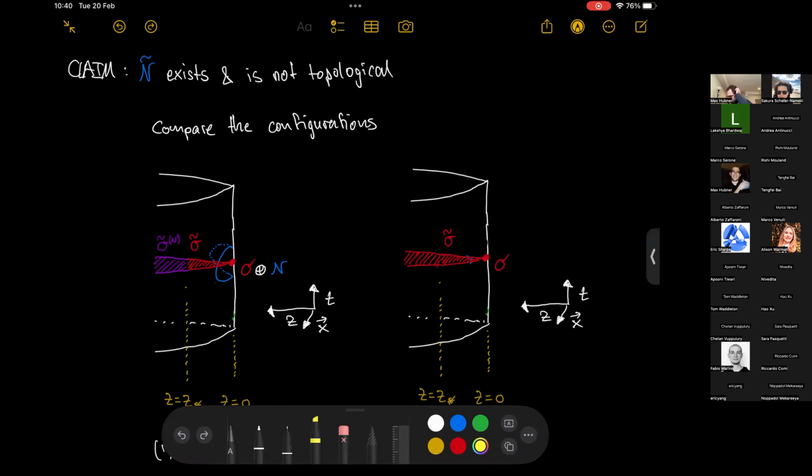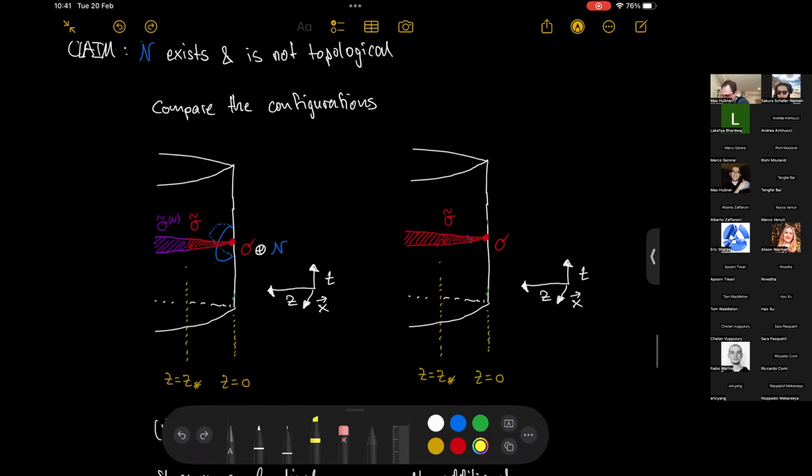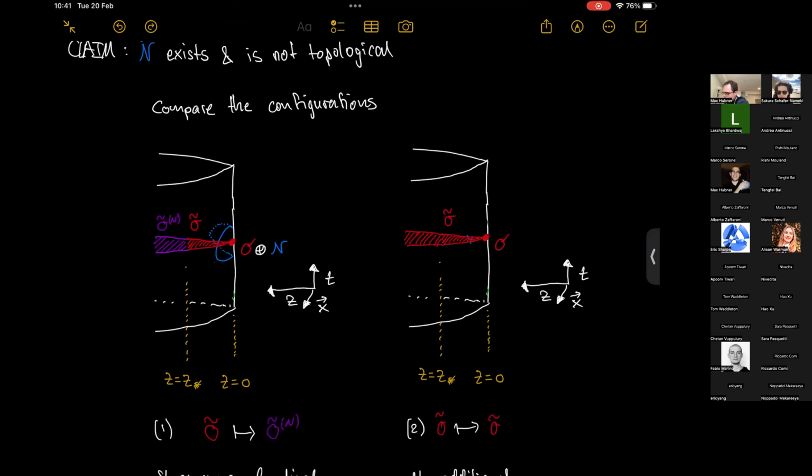Okay, and the argument goes as follows. We want to compare two configurations. Here on the right-hand side is the simpler of the two configurations, where we've just inserted O in the CFT and we're doing a bulk reconstruction of it. And so we have just an unaltered O tilde profile being reconstructed into the bulk.